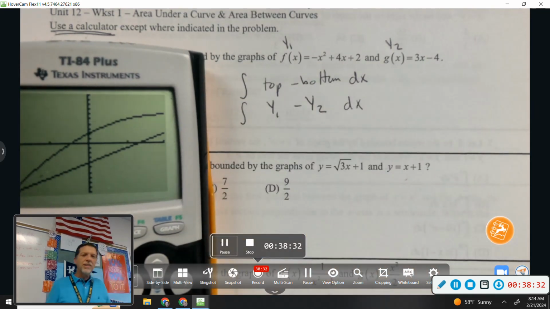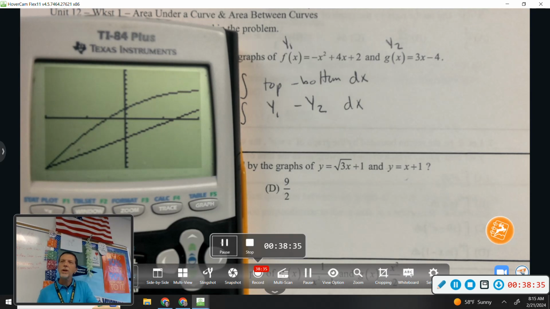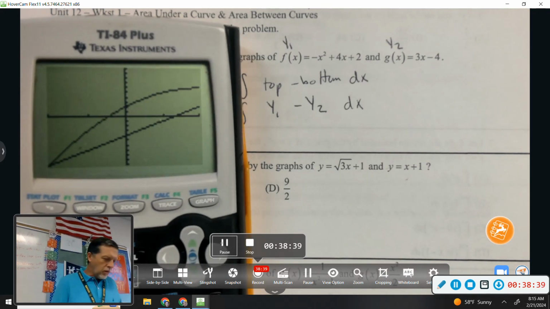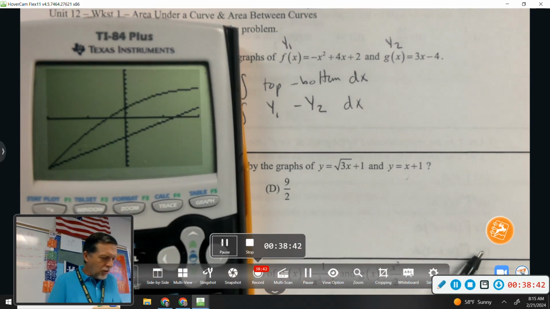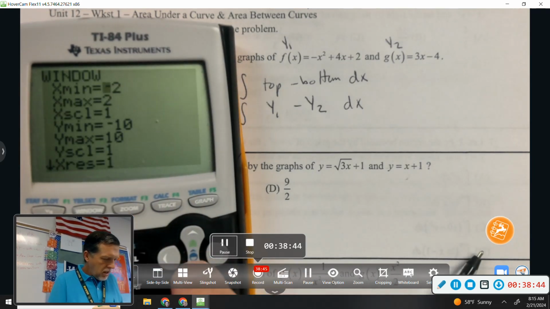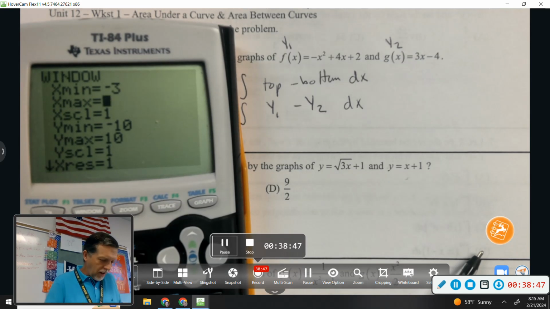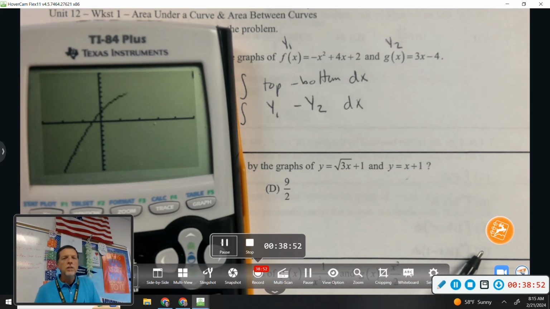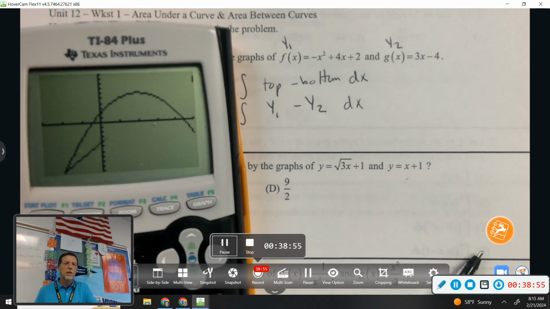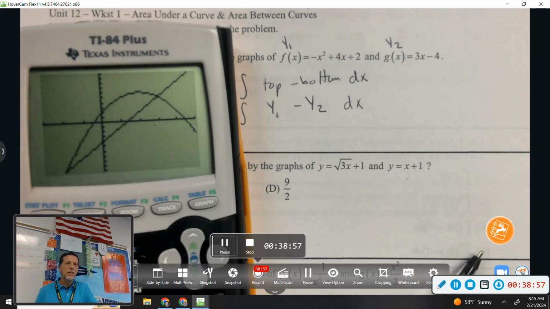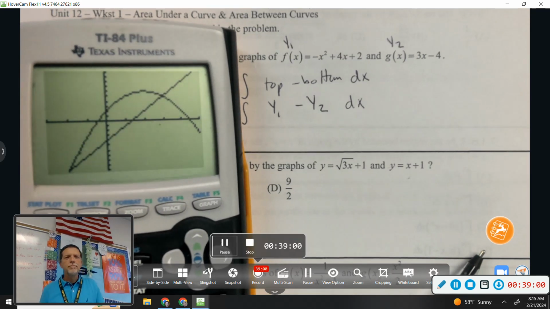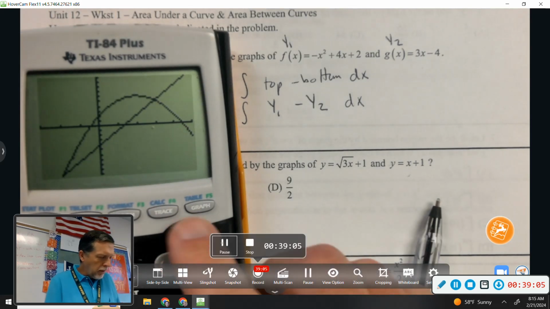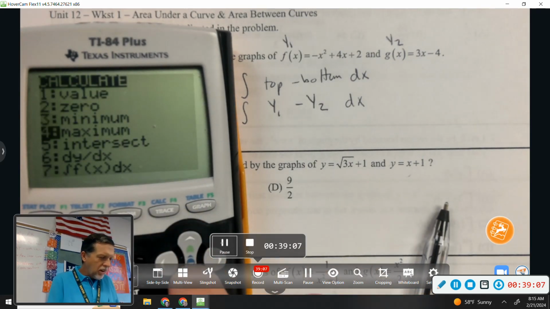How am I going to find the limits? From where to where? What would I be looking for? Intersections. So there's one of them down there that looks like it's at -2, but maybe I should go to -3. The other side I didn't see yet, so I'm going to go out to 5 and see if that helps. Okay, there we go. I think that's at -2, but thinking that's at -2 is probably not good enough. Let's go second calc, intersect.